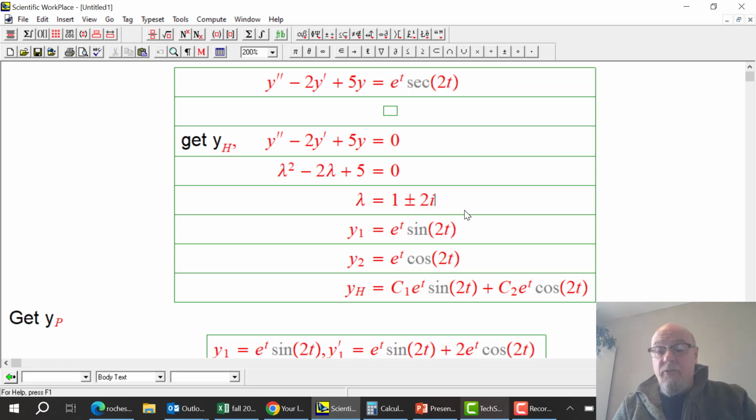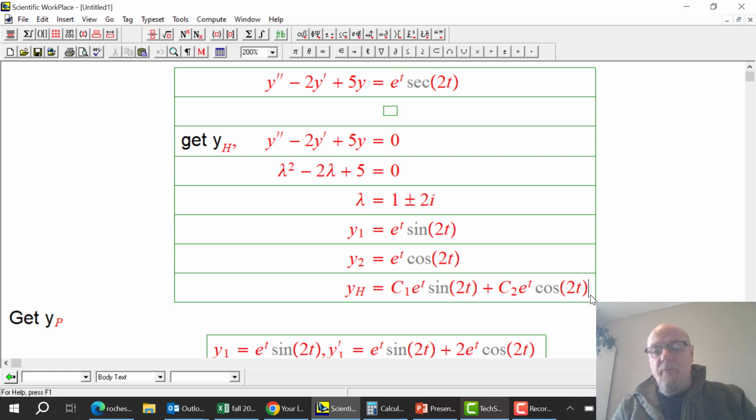That means my two little solutions are e to the real part t, so e to the 1t, times sine imaginary part t, and then e to the real part t cos imaginary part t. So the imaginary part goes in the trig, the real part goes on the e part, and both of them have a t. There's a t on the top and there's a t inside the trig. So there's our homogeneous solution, C1 y1 plus C2 y2. We've got our homogeneous solution.